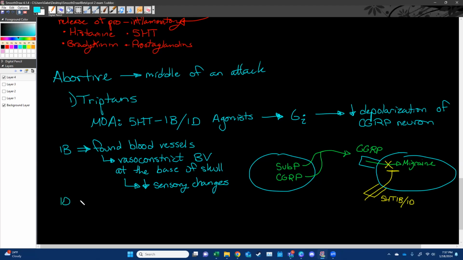1D, however, is found on the presynaptic. Oop, that means I drew this in the wrong place. Whoops, my bad. It's found presynaptically. And it's reducing the release of these CGRP activating neurotransmitters.